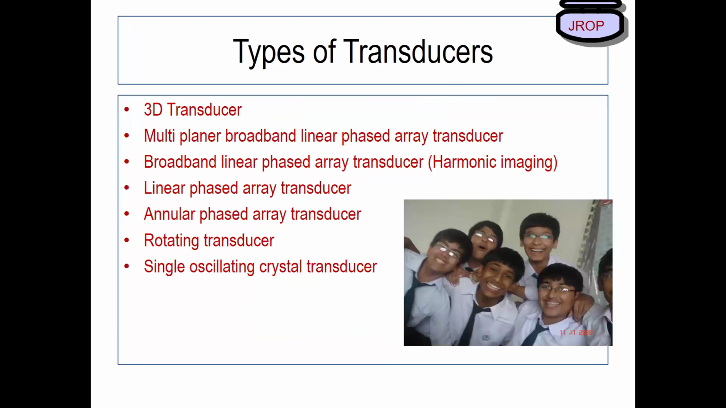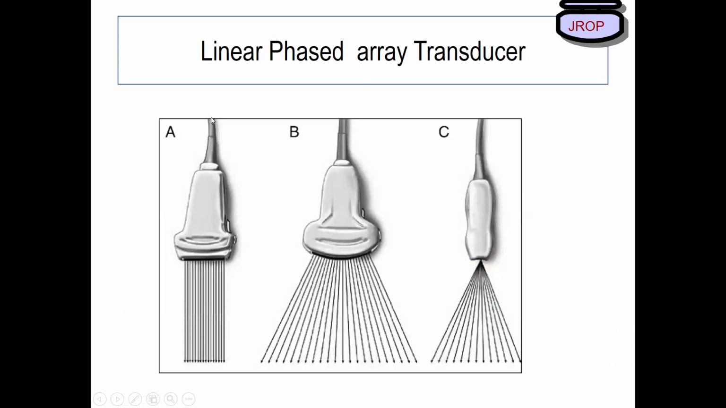So we started with a single oscillating crystal transducer. Then we went on to a rotating transducer, then came the annular phased array transducer, then the linear phased array transducers. And now this is what we are standing with. Anything less than broadband linear phased array technology is buying obsolete things. And if you have money, you can go and buy a multiplanar or 3-dimensional transducer.